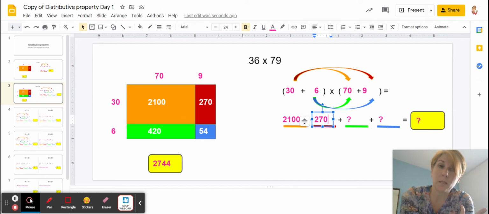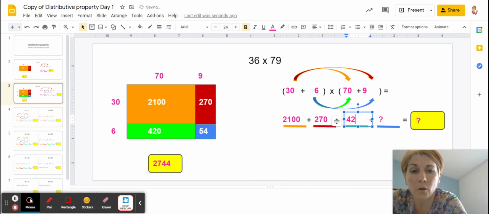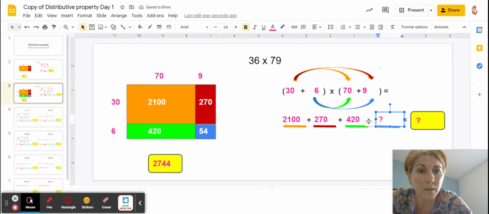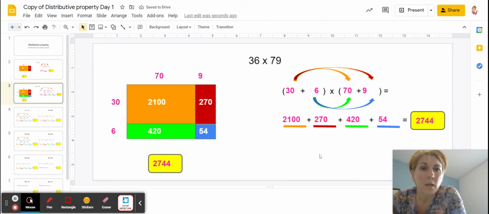So now I move on to the 6, and I have to multiply the 6 by the 70 and then the 9. So 6 times 70 is going to give me 420. And then 6 times 9 is going to give me 54. And I already know the total to that because I added it up already. So I get 2,744. Okay, so these two here really are the same process, just written in a different form.